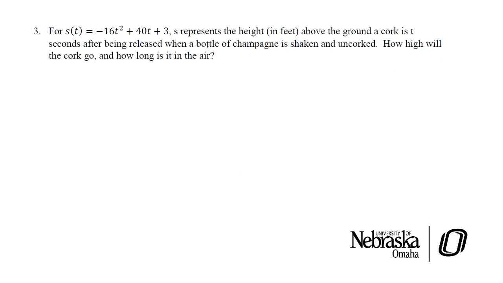Our last example for this section says for s of t equals negative 16t squared plus 40t plus 3, s represents the height in feet above the ground a cork is t seconds after being released when a bottle of champagne is shaken and uncorked. How high will the cork go and how long is it in the air? Now you will see other examples like this where an object is a projectile, so it'll go something like this, right? So the object will project, it will go up with the force of which it's shot at, and then it will fall back down to the earth because of gravity, okay?